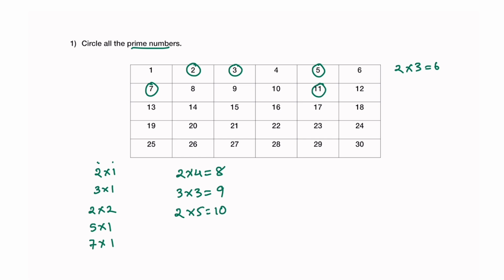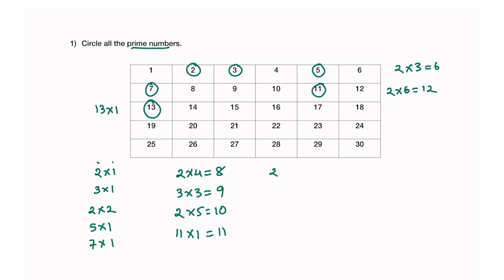11, yes, it's a prime number because you can say 11 times 1 is 11. That's it. You cannot do anything further. Okay? No other factors. 11 and 1 are the only two factors of 11. 12, it's an even number. And we can write this as 2 times 6, right? So of course this is not a prime number. 13, we can write 13 times 1 is 13. That's it. So this is a prime number.